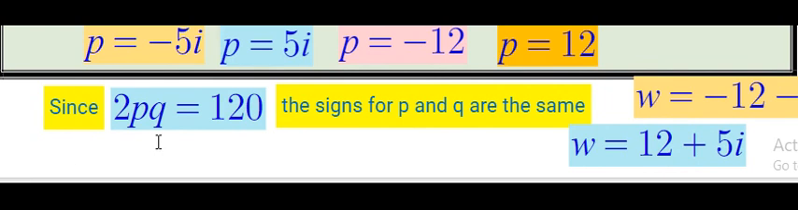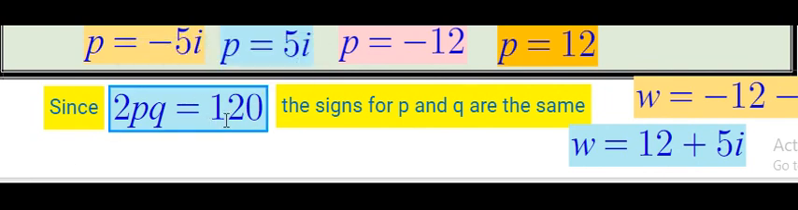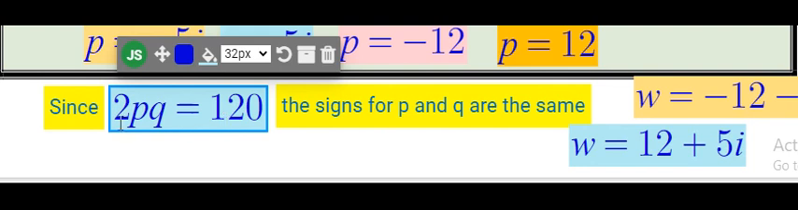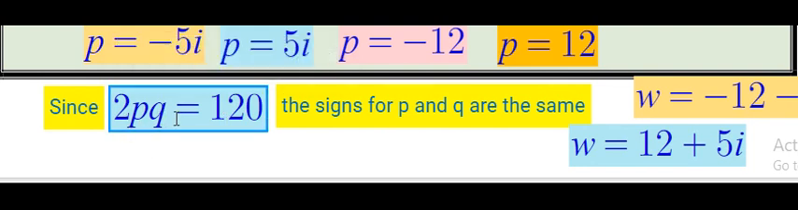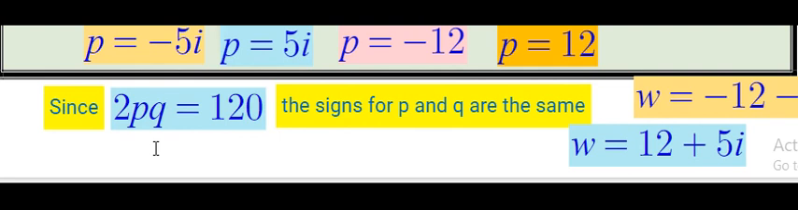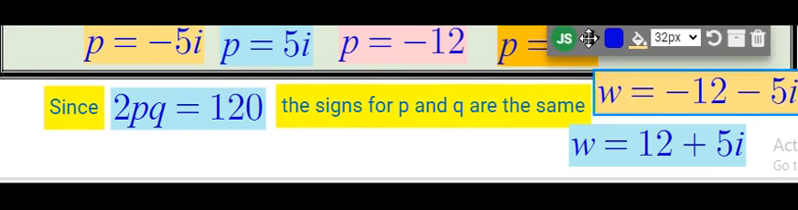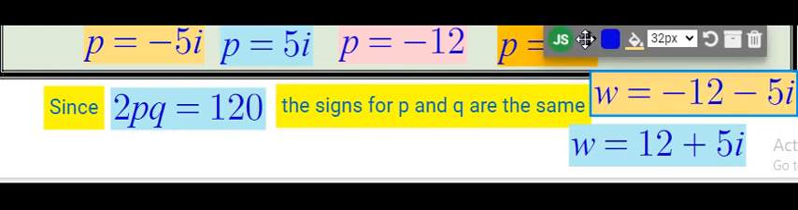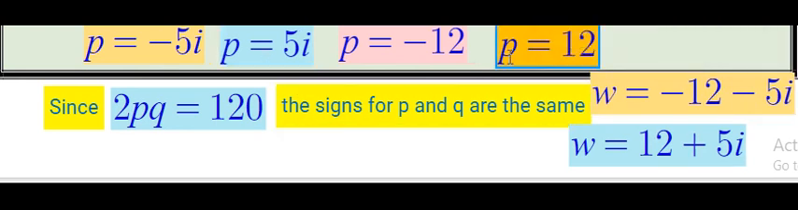Now, since 2pq equals 120, 120 is positive. That means that p and q both have to be the same sign. So, if p is negative 12, it's going to go with minus 5i because both signs are negative. If p is positive 12, then it's going to go with positive 5i because both signs are positive. And the product of 2pq is a positive number. And that's how we break this down algebraically.